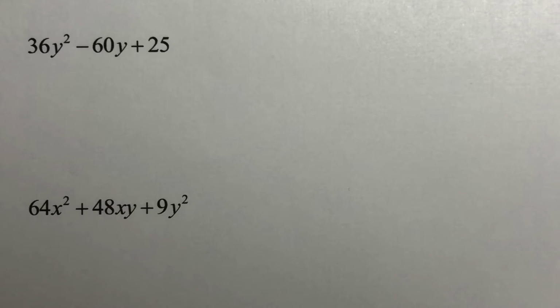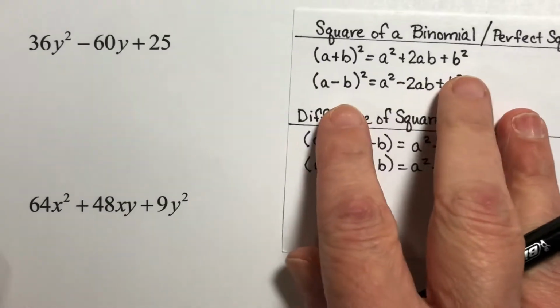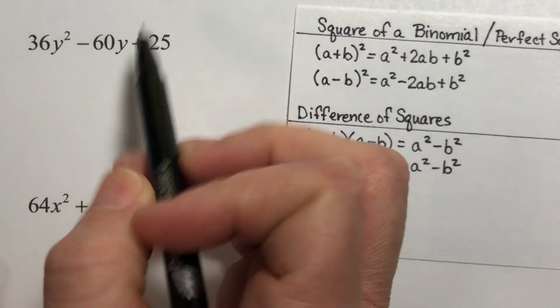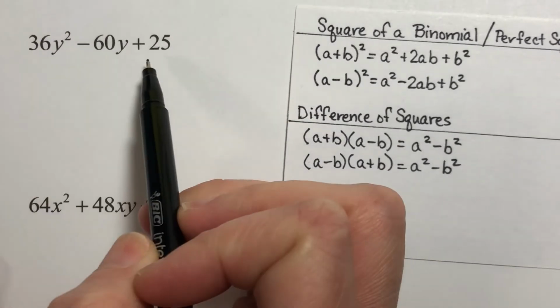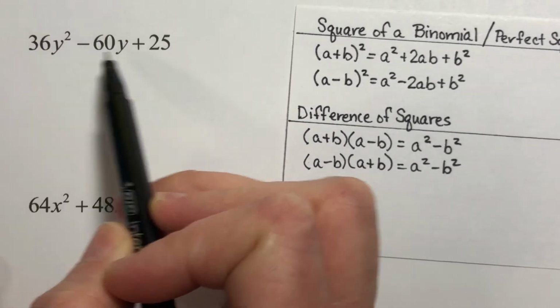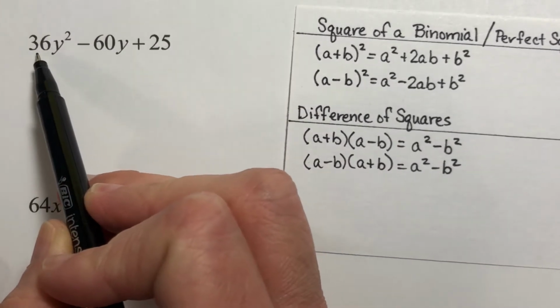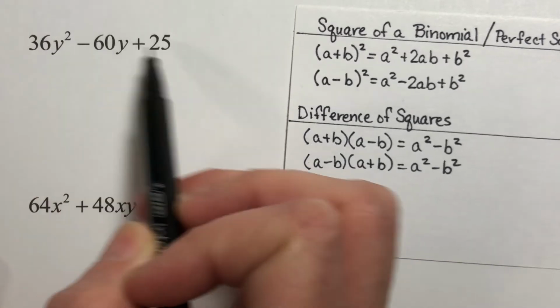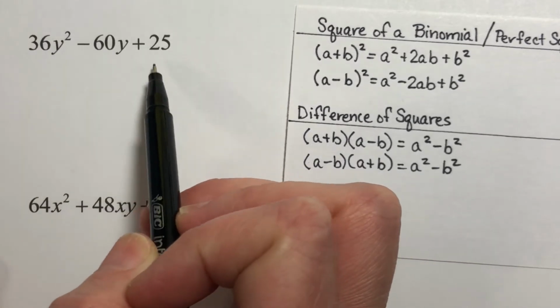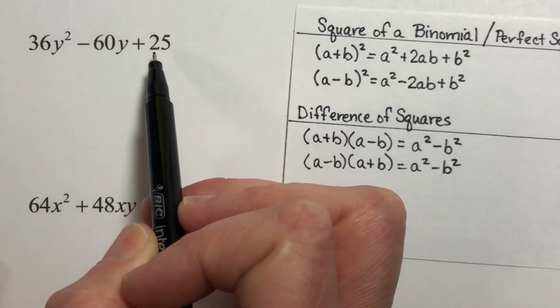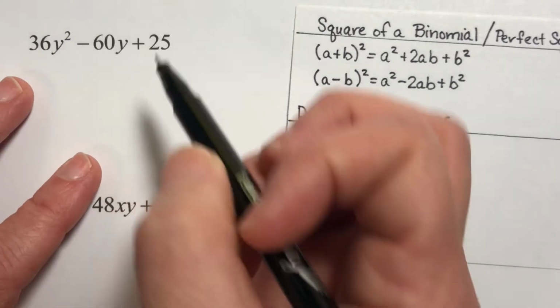And so what we're looking at here first is to see if we have a GCF, to see if anything comes out of all three of these. And there is nothing that comes out of both a 36 and a 25, so we have no GCF. We count our terms, we have 3. We look to see if we have perfect squares on the end.